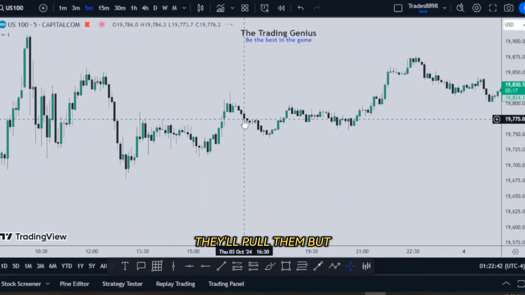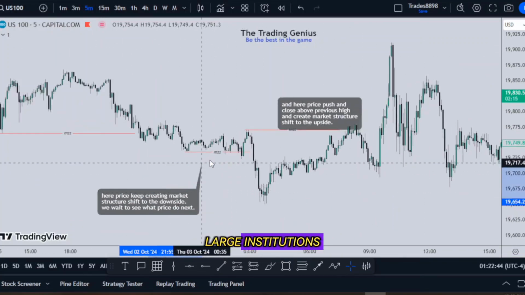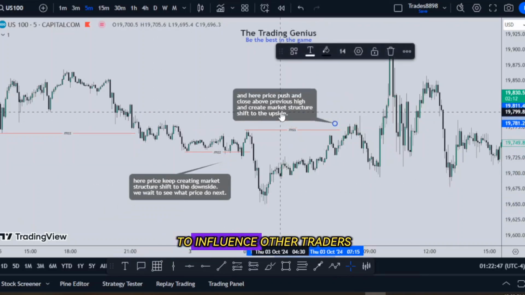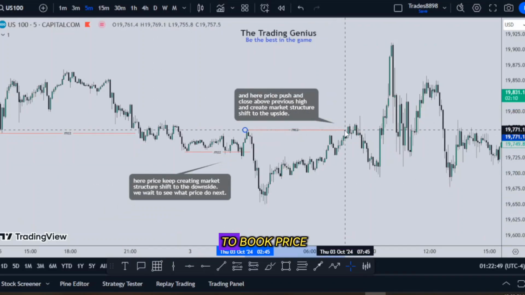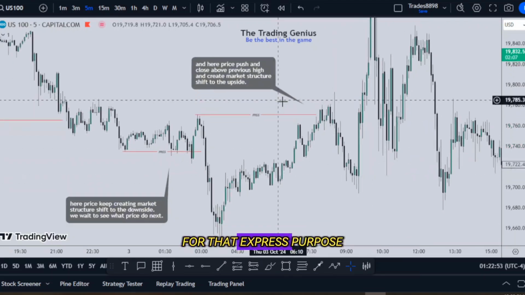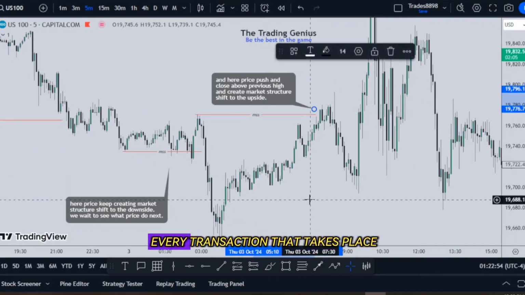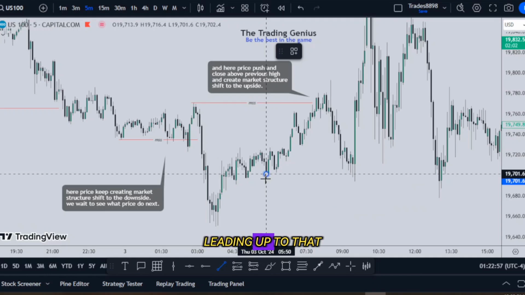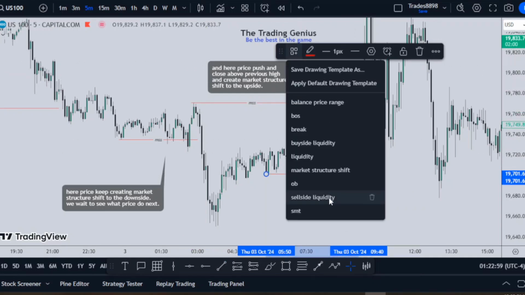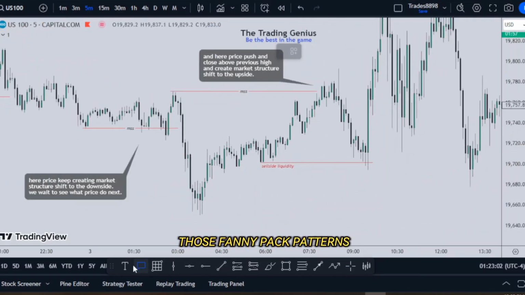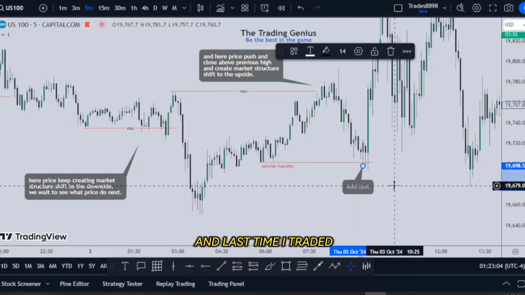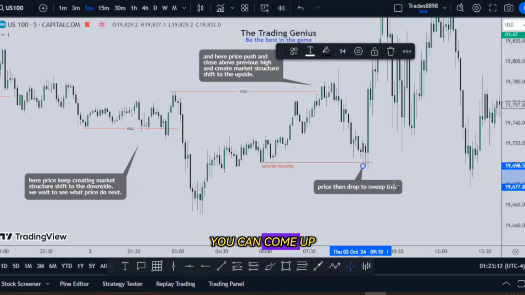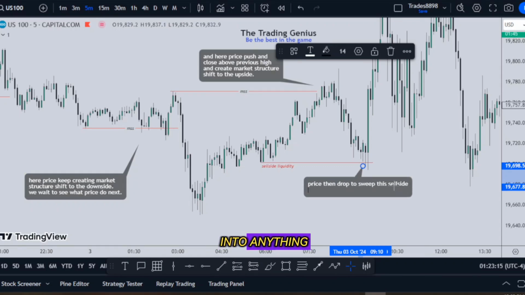They'll pull them, but large institutions can place orders there to influence other traders to book price, for the express purpose of tricking them, knowing full well that every transaction that takes place leading up to that level that never gets hit, other traders are going to look at the chart and say, oh, this is one of those fanny pack patterns. And the last time I traded it, I got more money for my fanny pack. Come on, man. If you give it enough time, you can come up with a gimmick or an excuse to get into anything. But you have to strip it down to the very bare essentials.